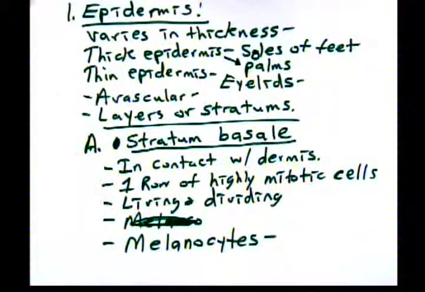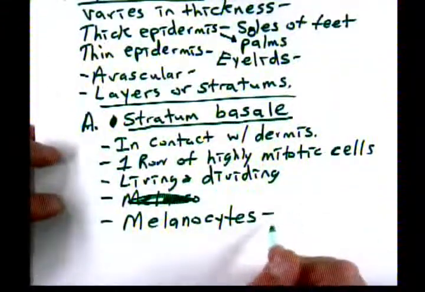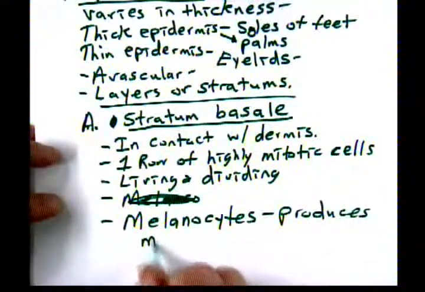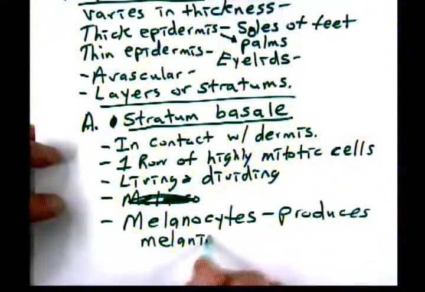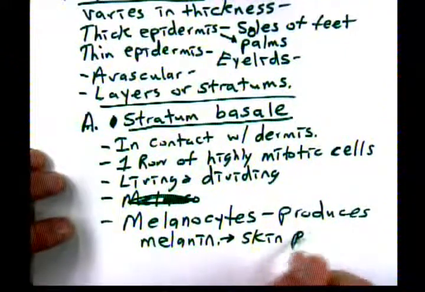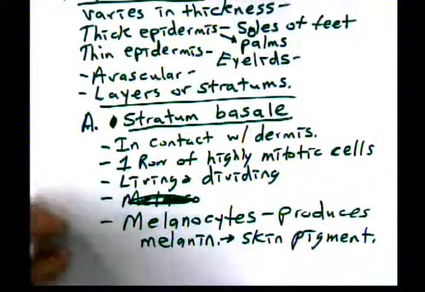Melanocytes may be in that layer. Now, a melanocyte is a cell that produces melanin. Okay, produces melanin. Josh, you know what melanin is? It relates to the color. Exactly. This is your primary skin pigment. All right, primary skin pigment.